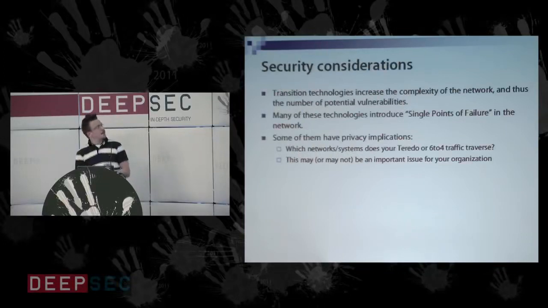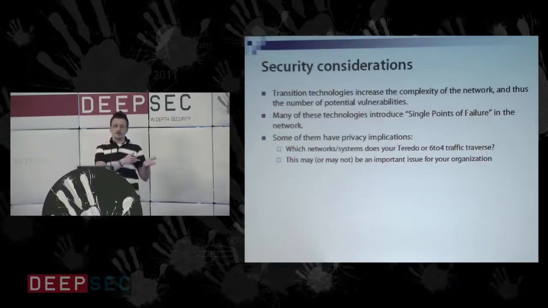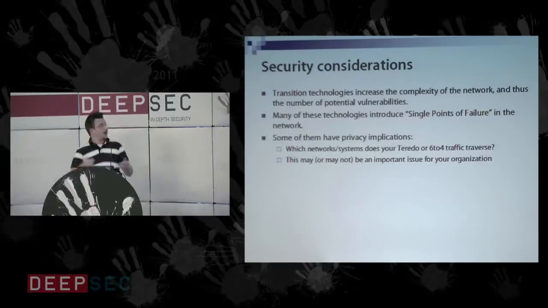So what are the security implications of these transition technologies? First of all, they increase the complexity of the network. In many cases, they introduce single points of failure, which means that if you have IPv6 hosts that use these technologies, all traffic needs to go to a single system. So that's going to be a very interesting target for attackers to deny the service to many clients.